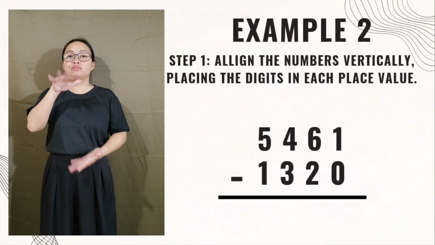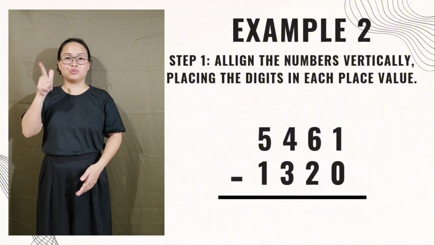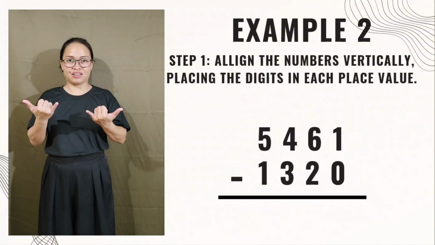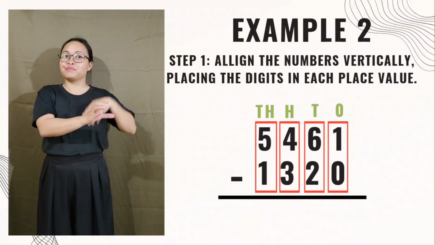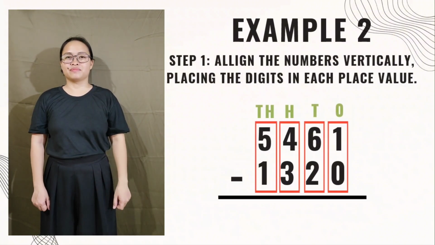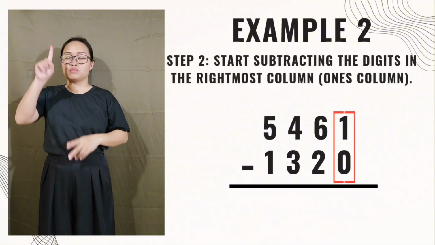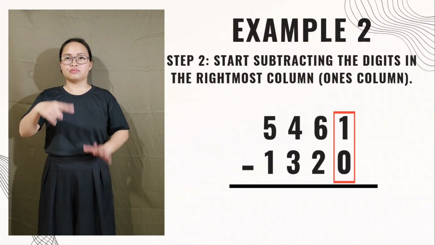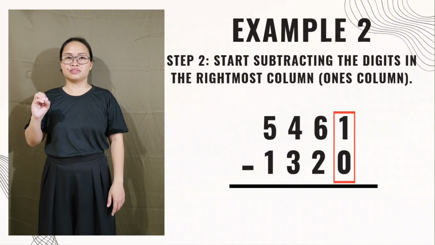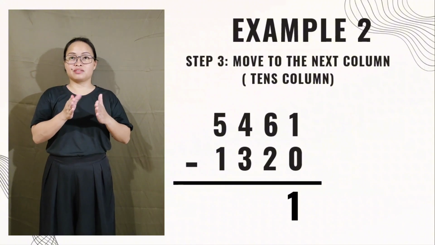Another example. 5,461 minus 1,320. Step 1: let's align the numbers vertically, placing the digits in each place value. Step 2: start subtracting the digits in the rightmost column, or in ones place. 1 minus 0, that would be 1. Next, move to the next place.